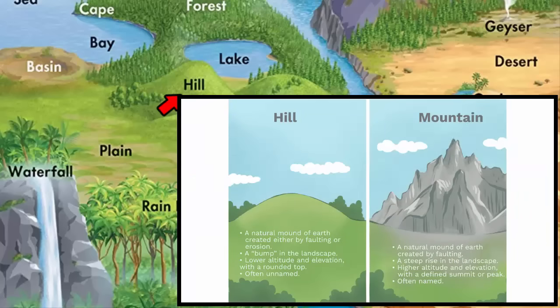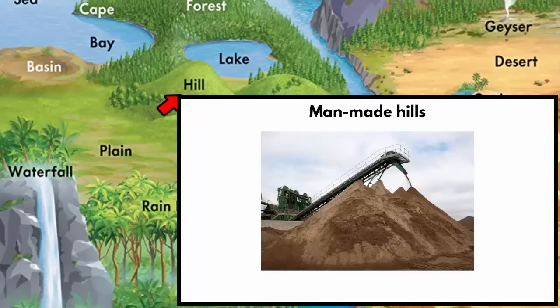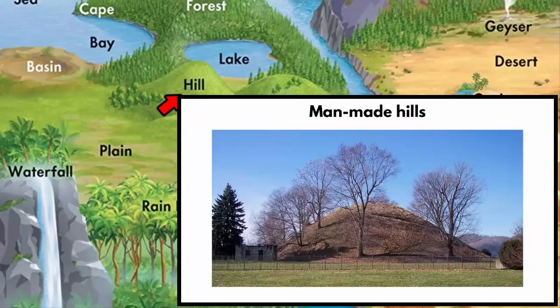Hills can be both natural as well as man-made. Suppose if you dump piles of sand, mud or earth material at one place, eventually it will turn into a huge stack, which is also a hill. It is actually called a mound.